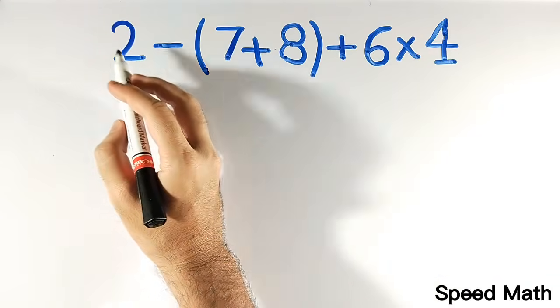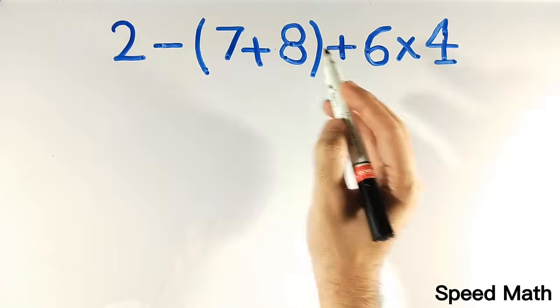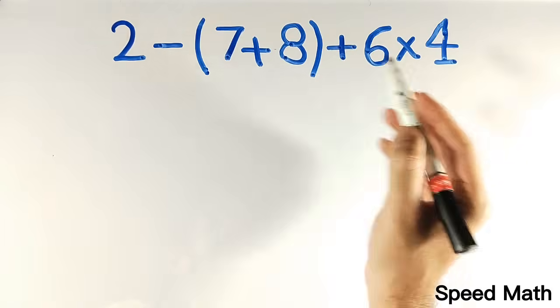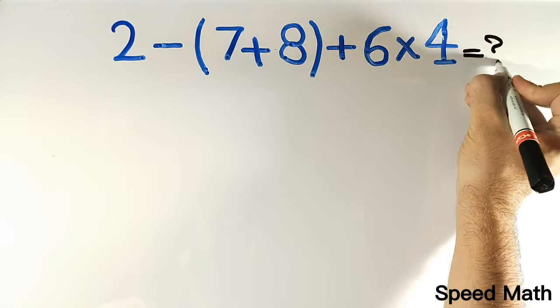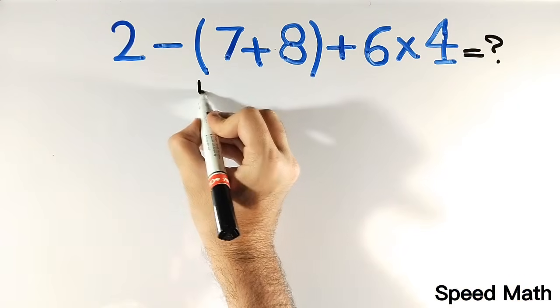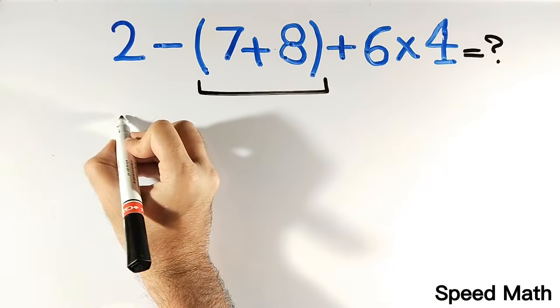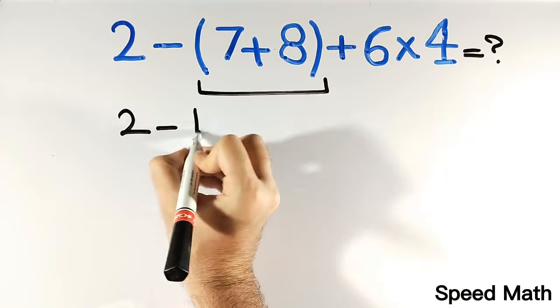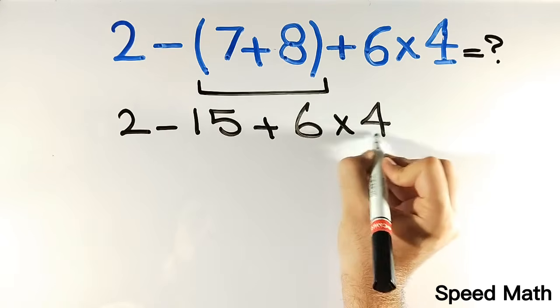If we have the expression 2 minus open parenthesis 7 plus 8 close parenthesis plus 6 multiplied by 4, then what is the correct answer of this question? Many people, when solving this question, go straight for the expression inside the parenthesis, and instead of this expression, they write 2 minus 15 plus 6 multiplied by 4.